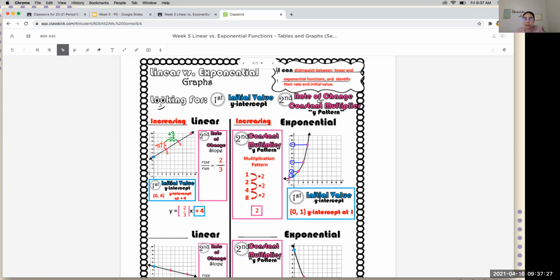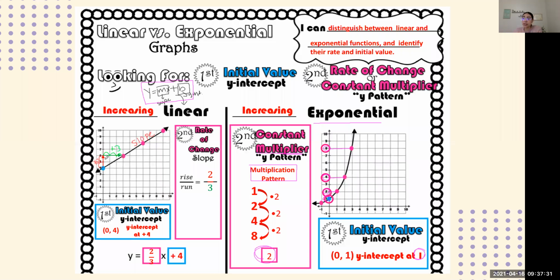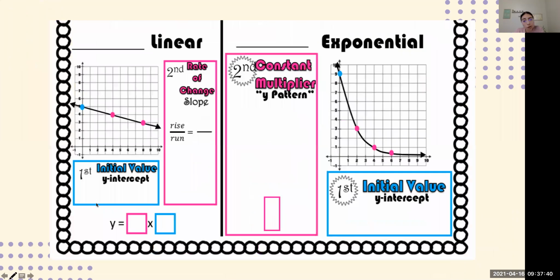All right, here we go. So you've seen the increasing graphs because from the left side to the right side, we're going up, whether it's a straight line or a curve. But not all lines go up, not all curves go up. So we're going to take a look at the opposite scenarios.